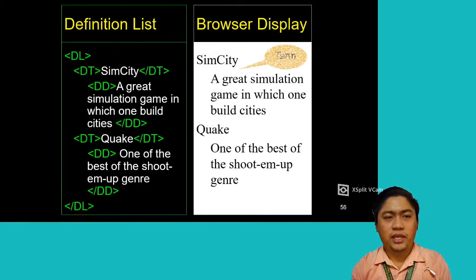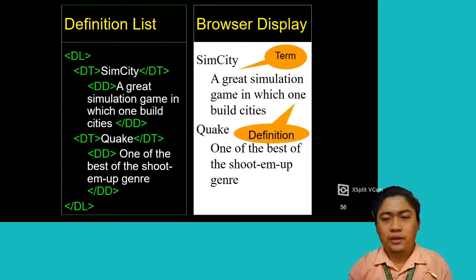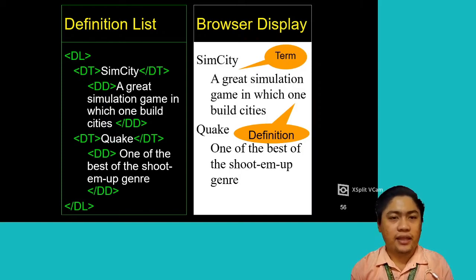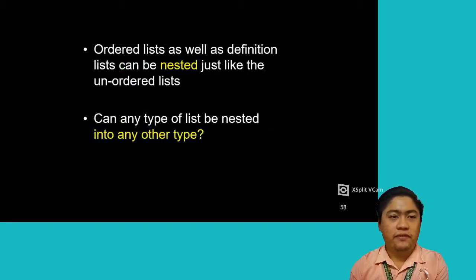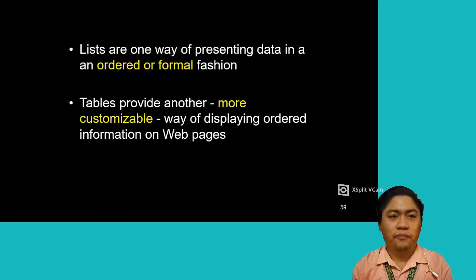Now, let's proceed with the definition list. A definition list displays items with their definitions. Below are the list items, and they're indented. So we have the DL, the DT, and the DD. DL means definition list. DT means the definition term, or the word that you're going to describe or define. And the DD is the definition. Now, ordered lists as well as definition lists can be nested just like the unordered list. Can any type of list be nested into any other type? The answer is yes. Lists are one way of presenting data in an orderly or formal fashion.